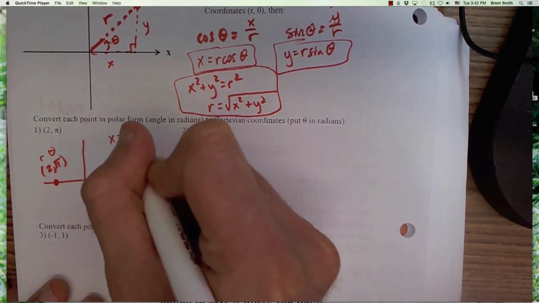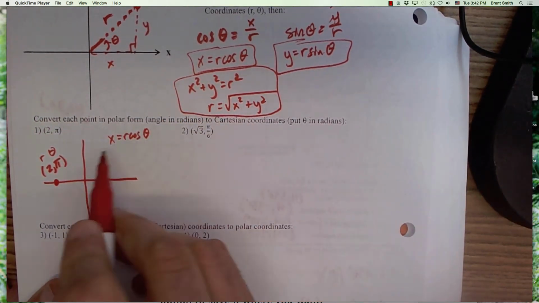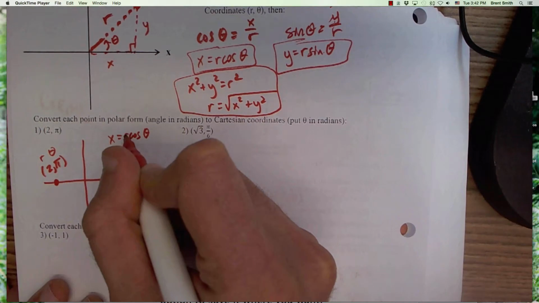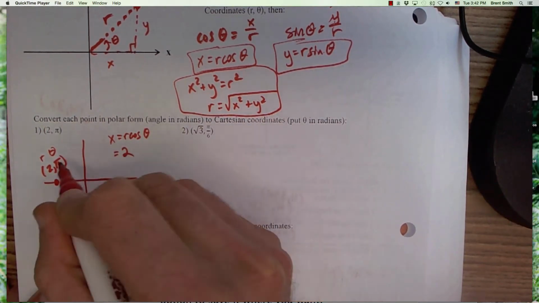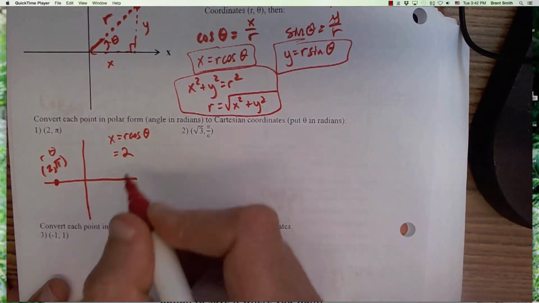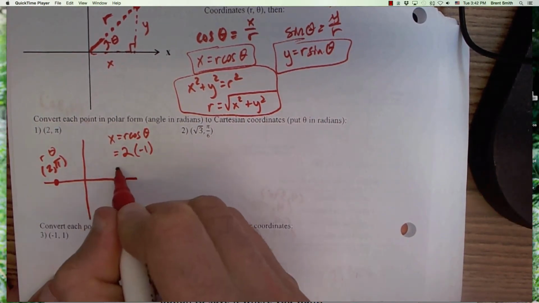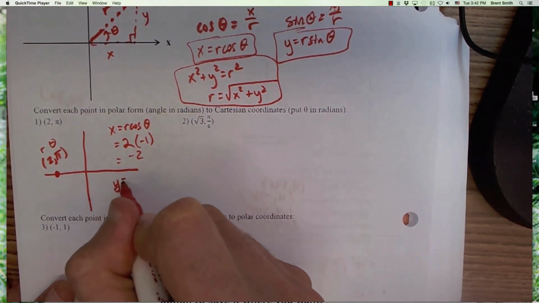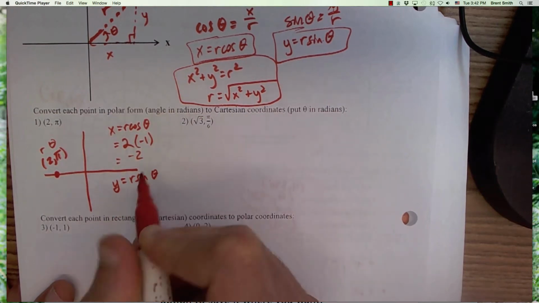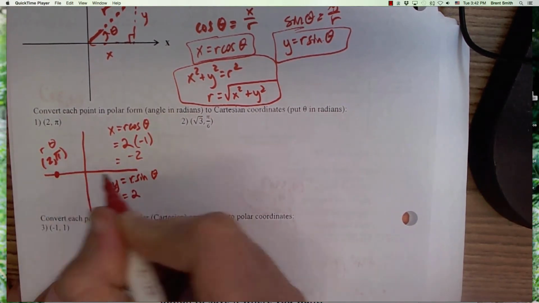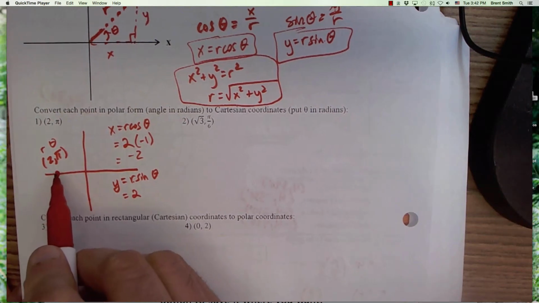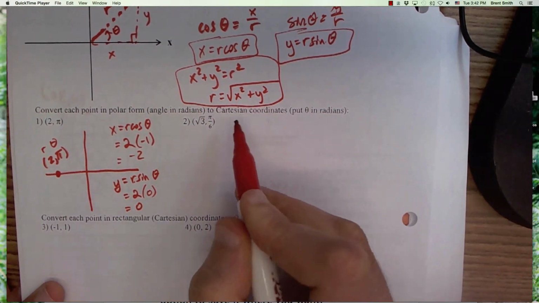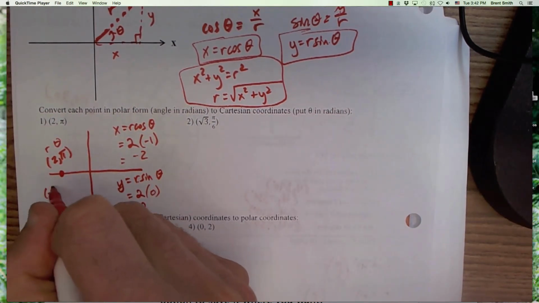So again, x equals r cosine theta. Since theta is pi, our r is 2, times cosine pi, that's -1. So we get 2 times -1, or -2. Our y is r sine theta. Again, our radius is 2, and sine of pi, our height is 0 here. So we get 0. So our Cartesian coordinates are (-2, 0).